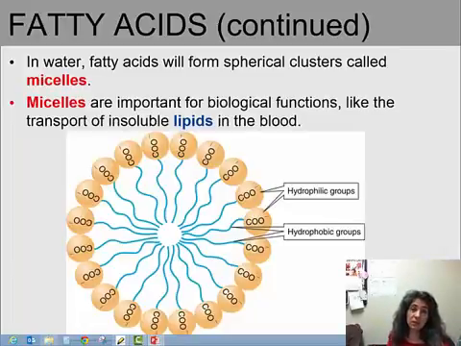If you were to take these same chemicals and put them in a fatty solution, they would of course do the opposite and stick the polar heads to the inside to protect each other, and then the outside of that sphere would be the nonpolar tails.